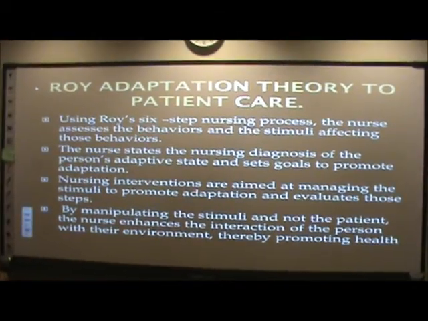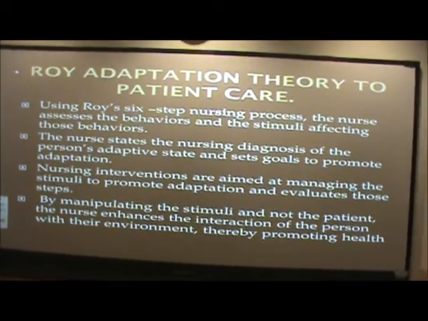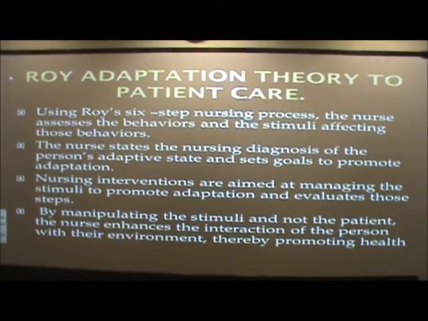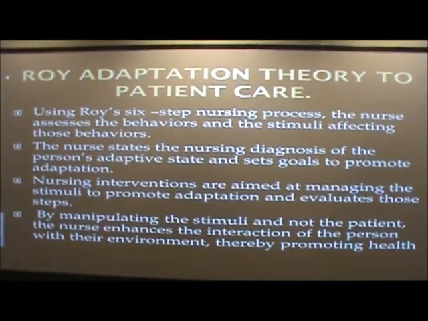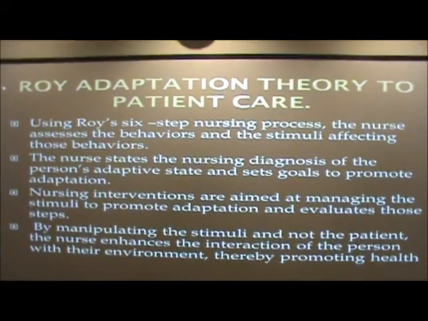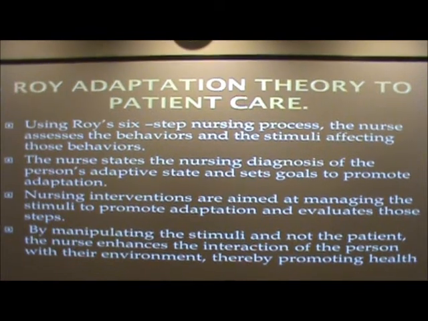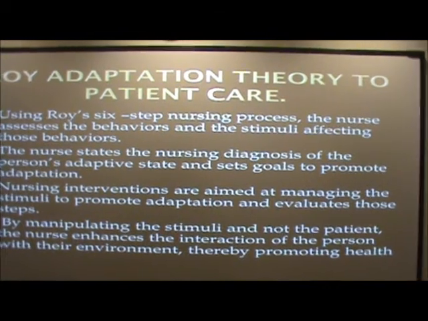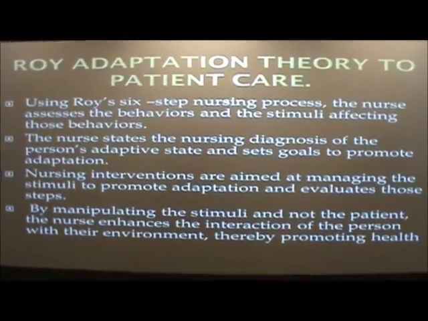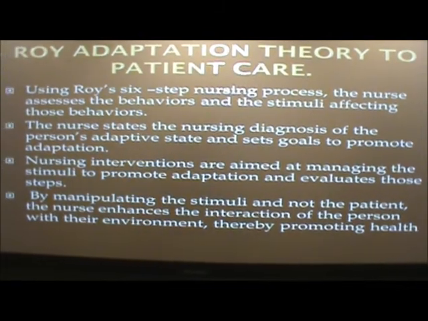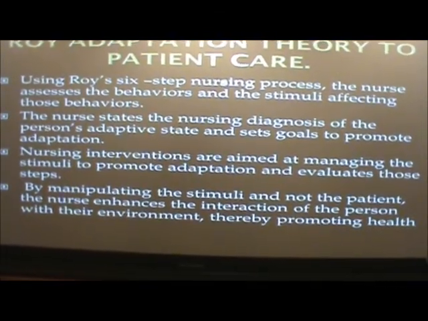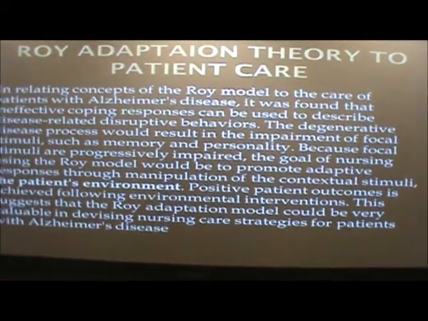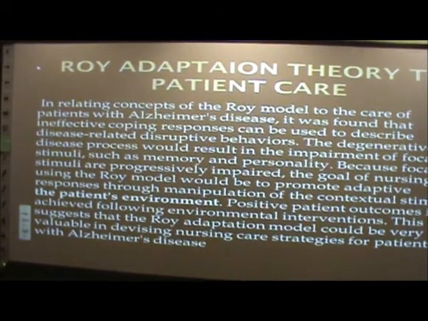Roy adaptation theory to patient care. Using Roy's 6-step nursing process, the nurse assesses the behavior and the stimuli affecting those behaviors. The nurse makes the nursing diagnosis of the person's adaptive state and sets goals to promote adaptation. Nursing interventions are aimed at managing the stimuli to promote adaptation, and the nurse evaluates those steps by manipulating the stimuli and not the patient. The nurse enhances the interaction of the person with the environment, thereby promoting health.